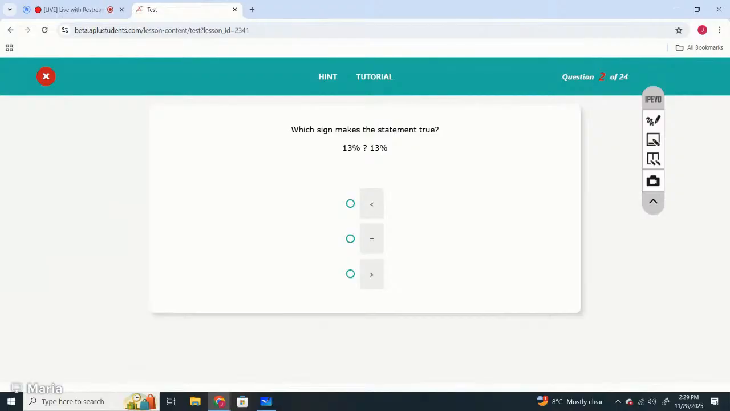Which sign makes the statement true? 13% and 13%. They are exactly equal. Option number 2 is the correct option.